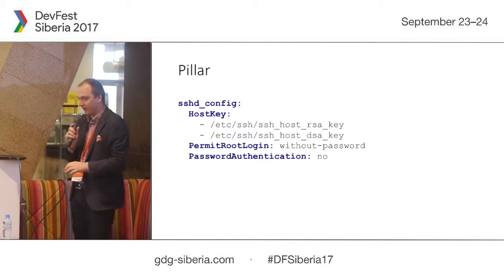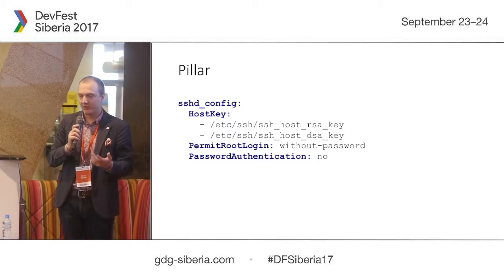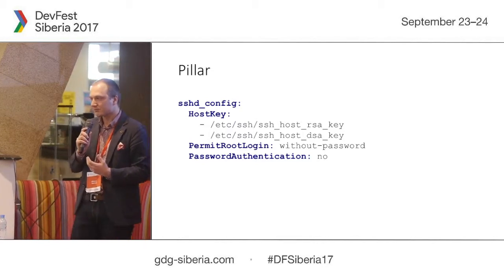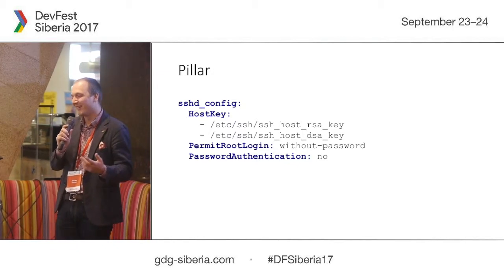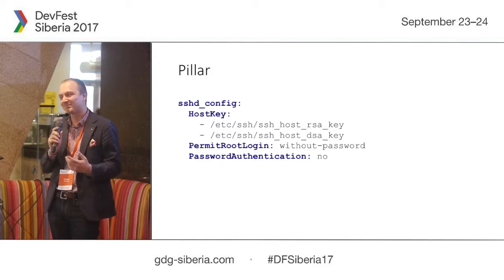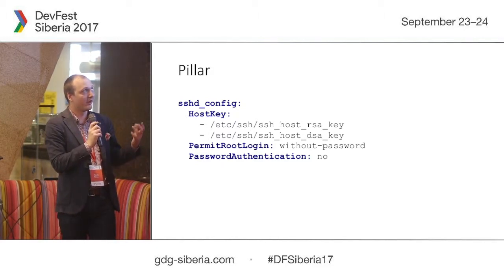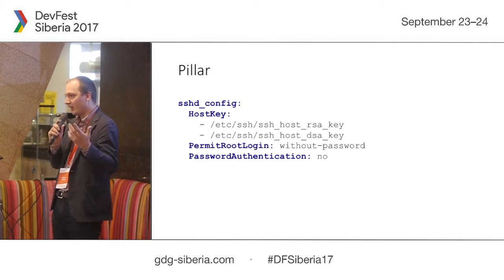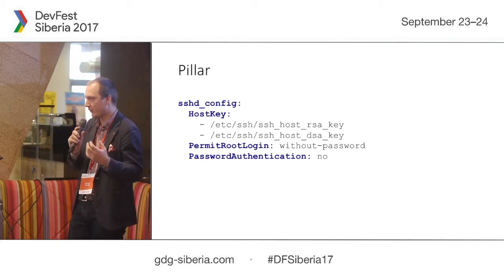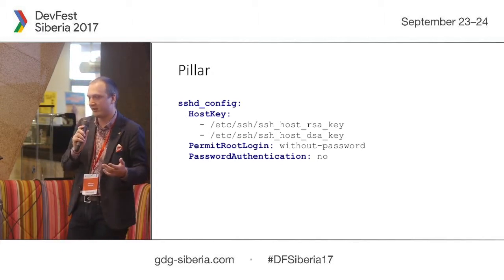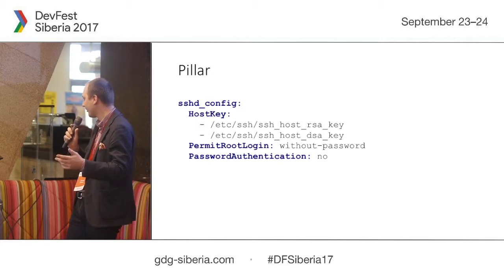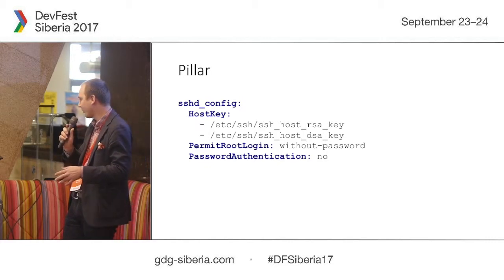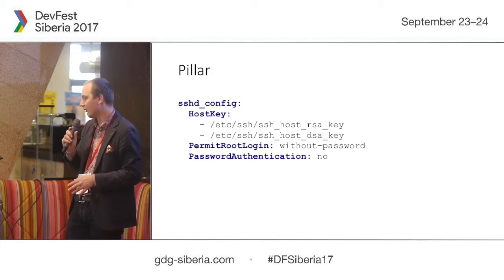A pillar is a data store where you store your secrets. In the simplest case, it's just, as usual, a YAML file where your data is. For example, here there is a configuration which will be applied to your SSHD server config, and here we define some keys, some PermitRootLogin property, and so on.